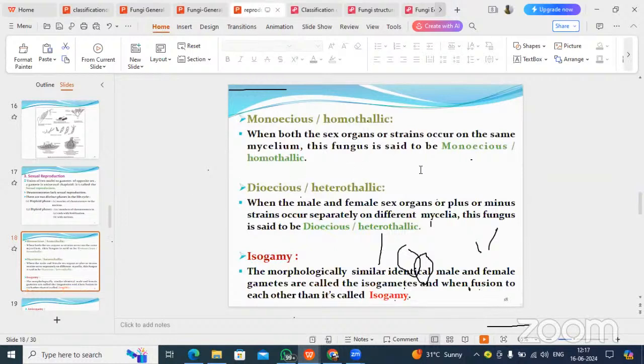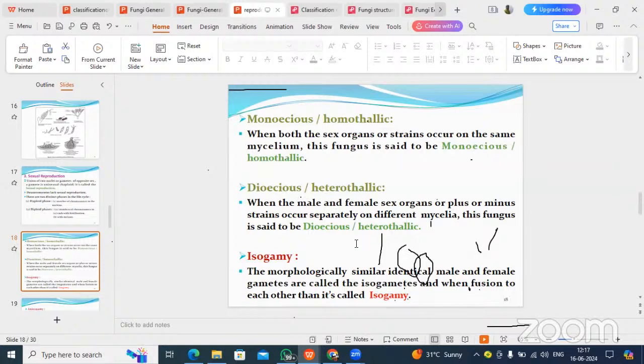You see, I already told you monoecious, dioecious. What does the monoecious mean? Mono means single, ecious means house. In the single house, two sexes, male and female, are present. That we call homothallic. In a single cell, if both male and female sex organs are there, that is homothallic, also called monoecious.